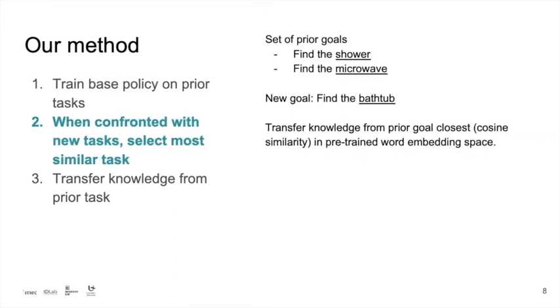In the second stage, we're confronted with a novel goal in our lifelong learning setting. For example, we already know how to find the shower and the microwave, and we need to consider which of our prior goals we can use in order to learn a new task, for example, find the bathtub. We did this by testing the cosine similarity in our pre-trained word embedding space between the different prior goals and the novel goal, so in this case, bathtub.